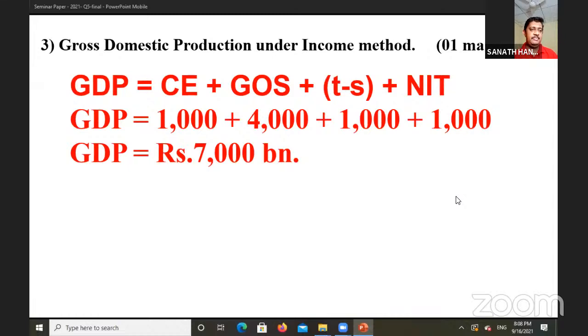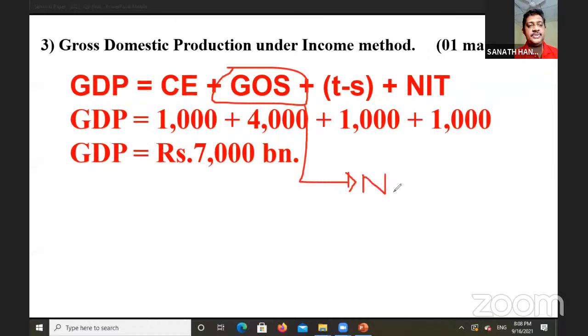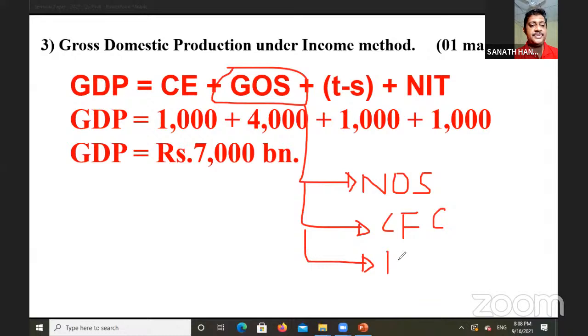Right? So remember, if the gross operating surplus is given, this is what you have to remember. This gross operating surplus includes 3 items. What are they? One is net operating surplus. Right? The other one is CFC, consumption of fixed capital. The other one is mixed income.